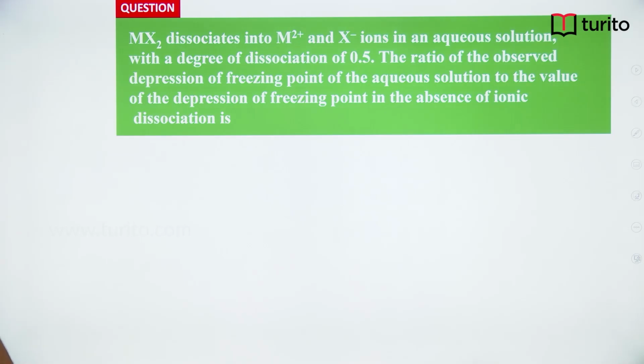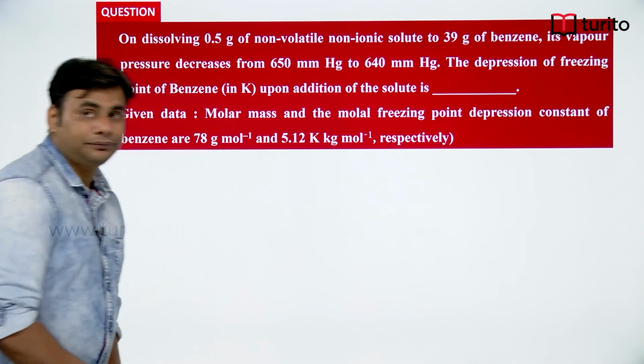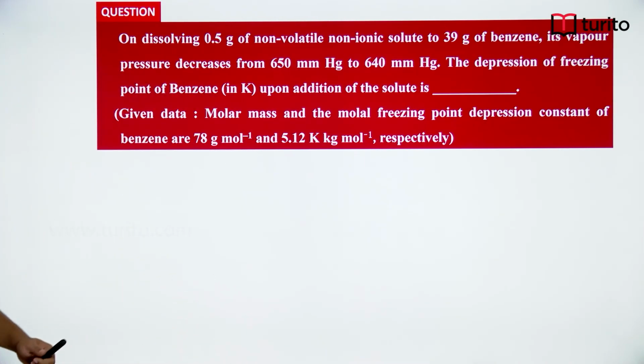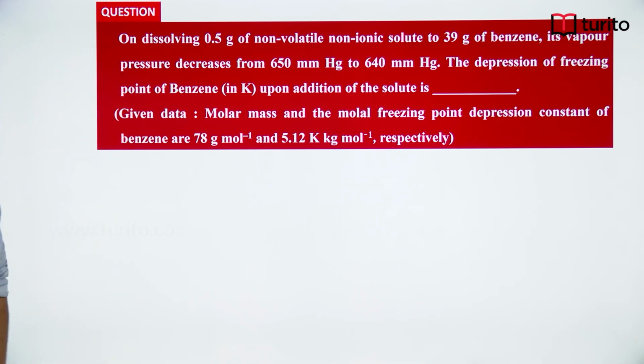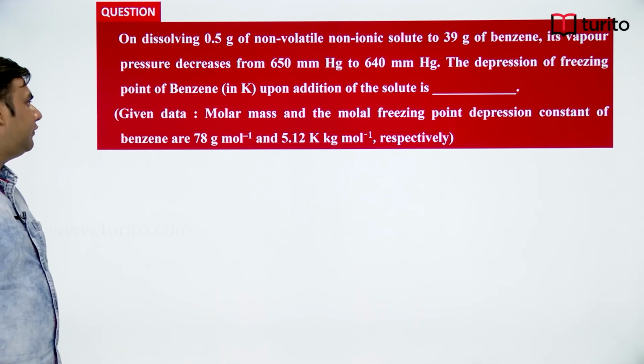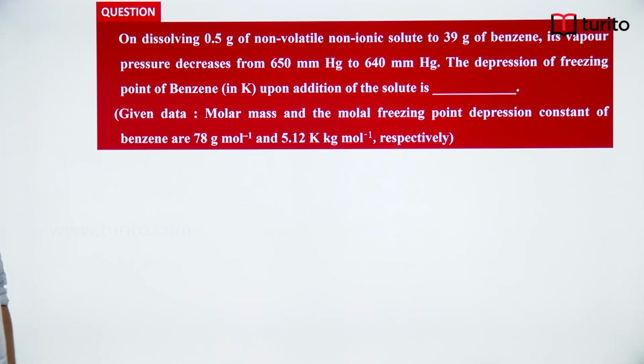Okay, so just solve this question. Just read this now. On dissolving 0.5 gram of a non-volatile ionic solute to 39 gram of benzene, its vapor pressure decreases from 650 to 640 mm of Hg. The depression in freezing point of benzene upon addition of the solute is. Okay, so this was the question in JEE Advanced 2019. You can see that every year there are 1 or 2 questions coming from this chapter.